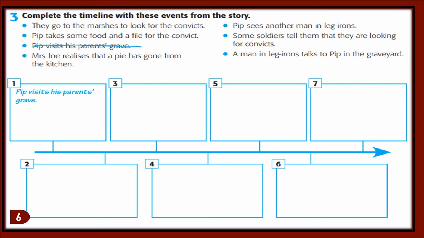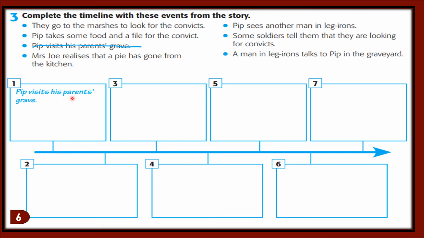Some soldiers tell them that they're looking for convicts. A man in leg irons talks to Pip in the graveyard. So we need to complete the timeline in order. The events must be arranged in a logical order, according to their occurrence in the story. So number one has been done for you, as I told you.